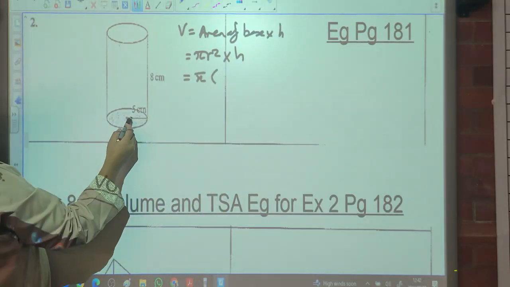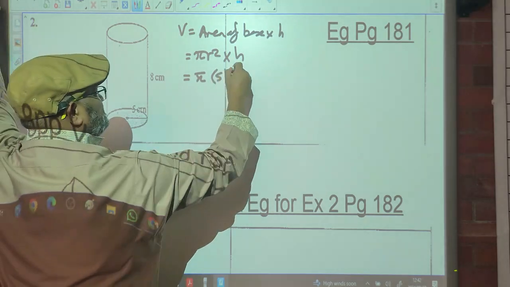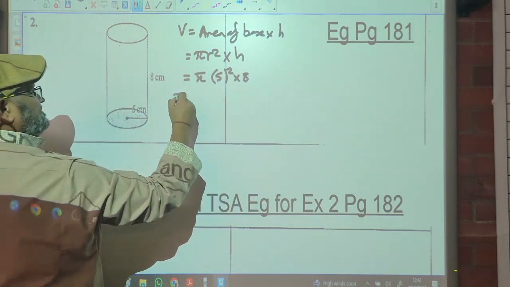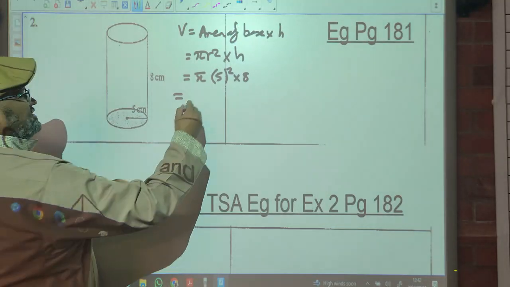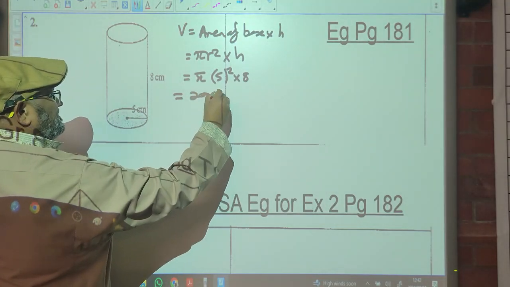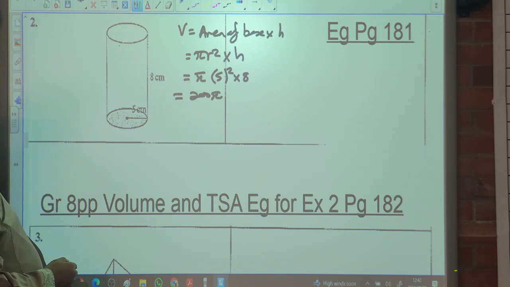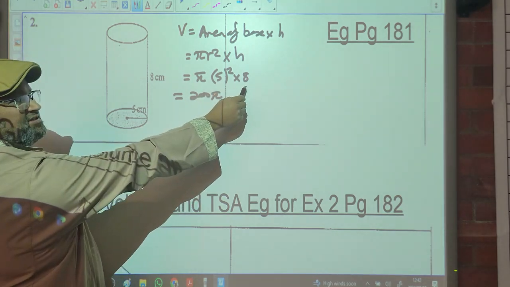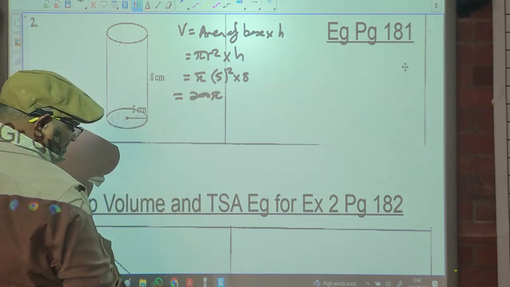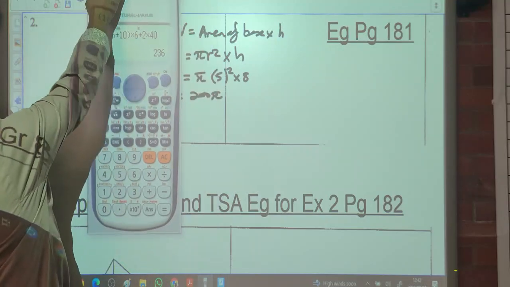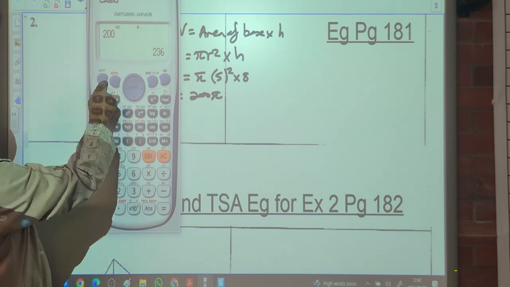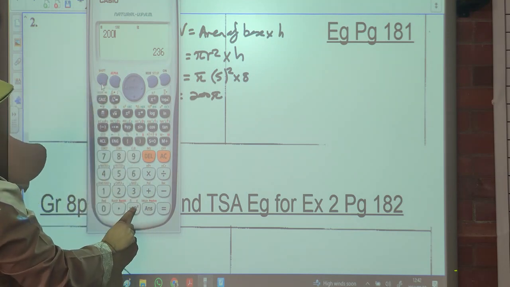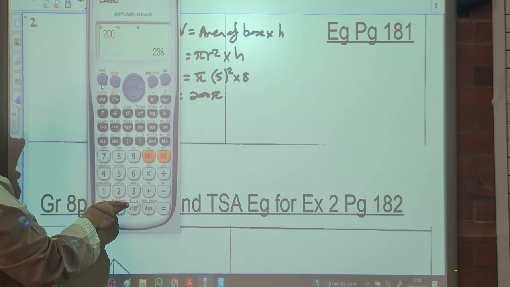What's the radius of the circle? 5. Pi times 5 squared times 8. So that's going to give you 5 squared is 25 times 8 is 200. Times pi is 200 pi. You can put it in the calculator. 200 pi, press shift. There's a button here, 10 to the exponent. It's not that one, it's the one in yellow above that.